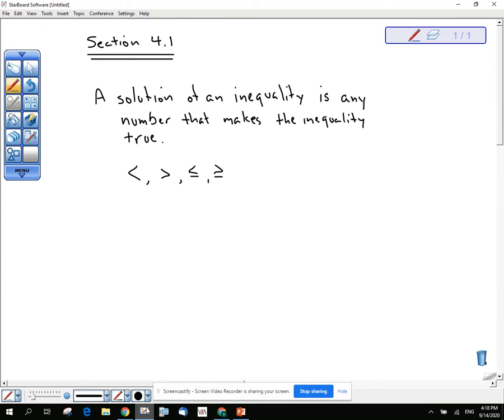Algebra 1, Section 4.1, inequalities and their graphs. Quick definition for you: a solution of an inequality is any number that makes the inequality true. I say a solution because there will almost always be infinitely many solutions with these inequalities, but a singular solution is one that just makes it true. You put it in and it makes it work, just like an equation, except different.